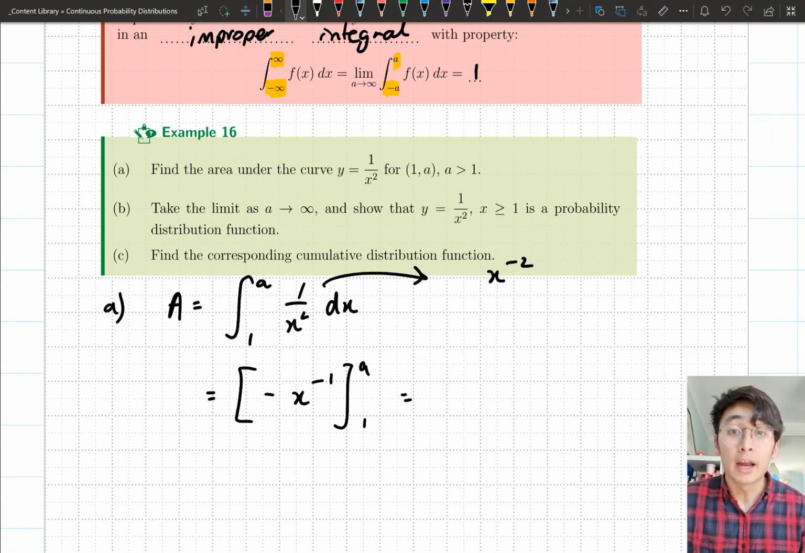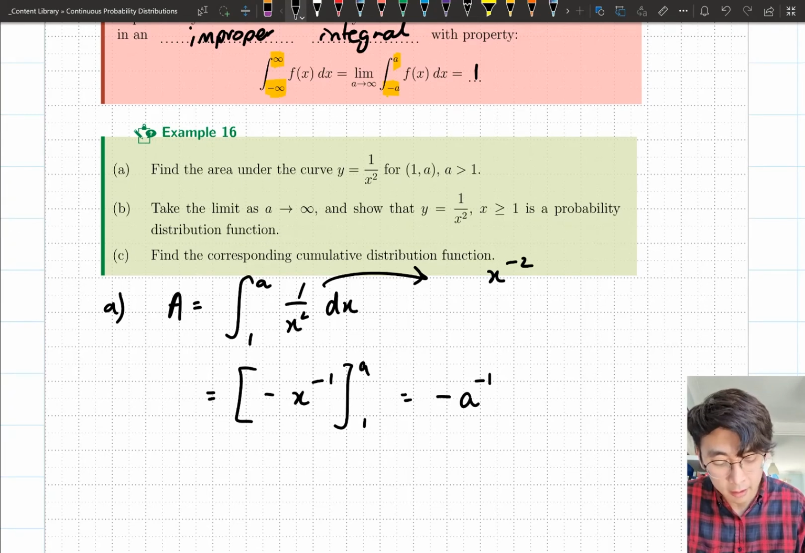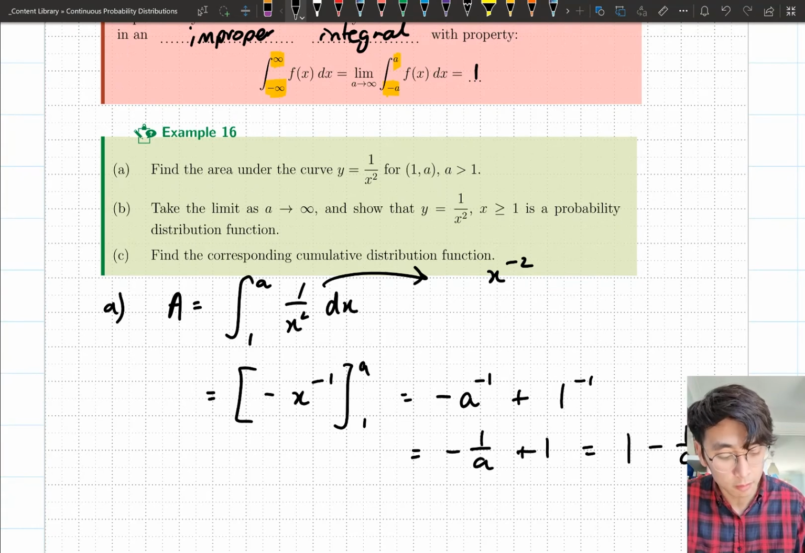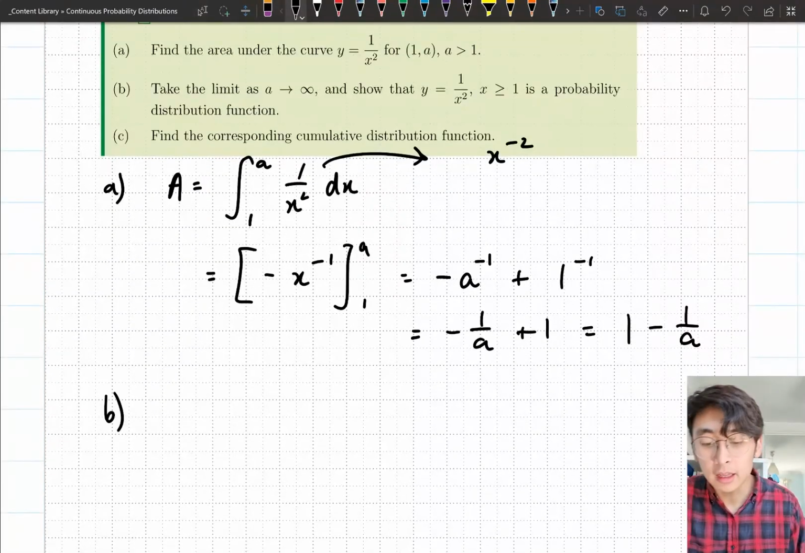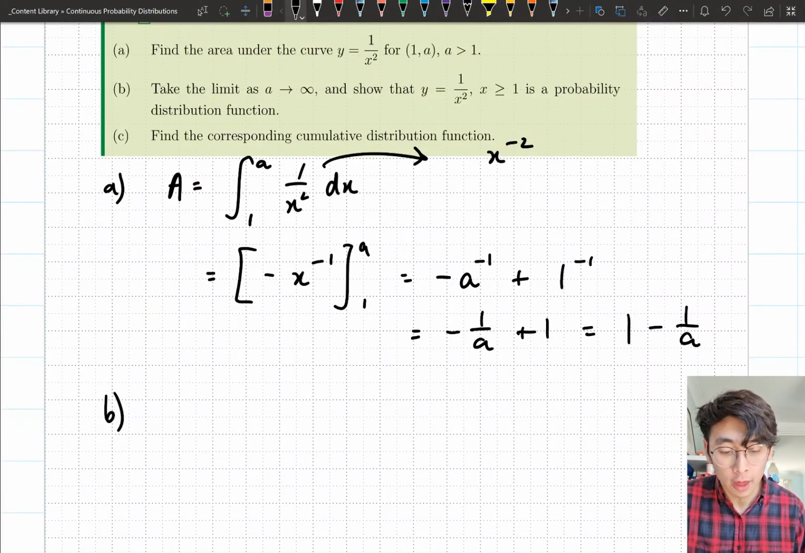a. And like we normally do, we just substitute our values. So I get negative a to the power negative 1 plus 1 to the power negative 1. And so this just becomes negative 1 over a plus 1, or I'm just going to write it as 1 minus 1 over a. Okay. B. Take the limit as a goes to infinity and show that y is equal to 1 over x squared, x greater than 1, is a probability distribution function.